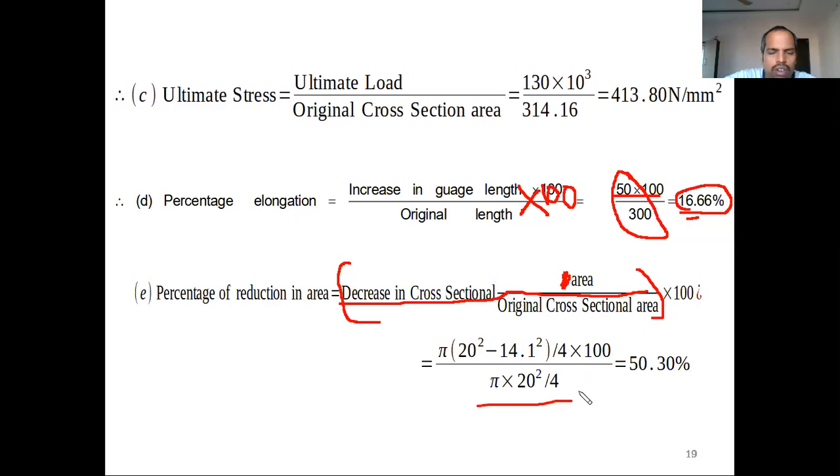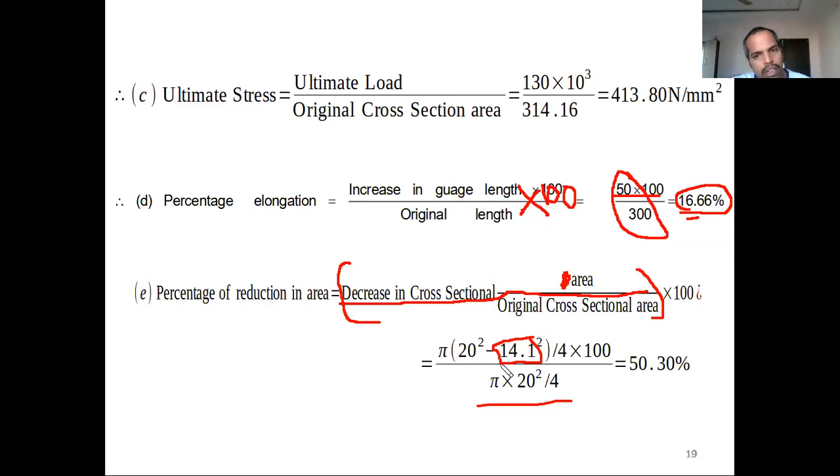The original area is 20. So don't directly put 14.1 squared; we need the reduced area. This is the final diameter, not the reduced diameter. If the problem says the diameter is reduced by 14.5, then you can directly put 14.5 for the 14.1 squared. But in this case, it is not like that.